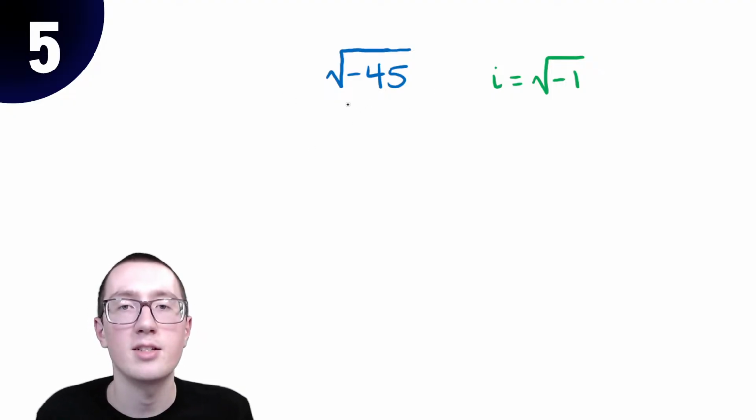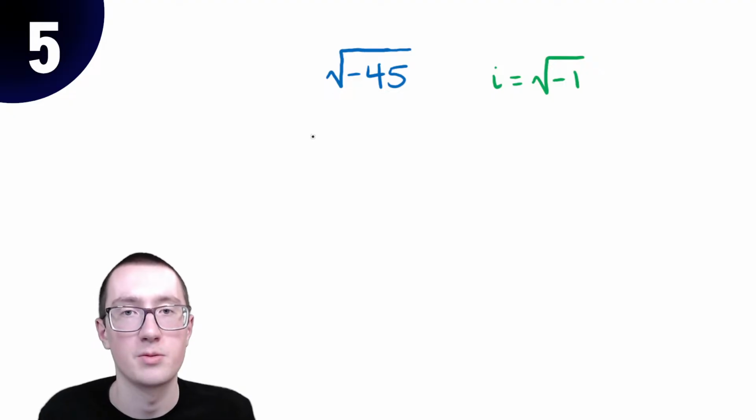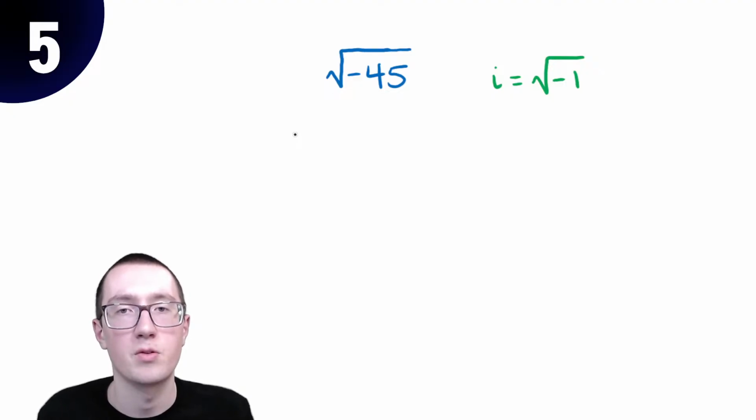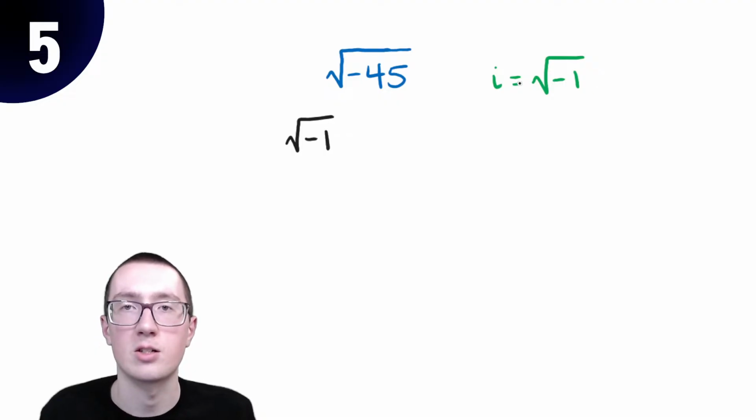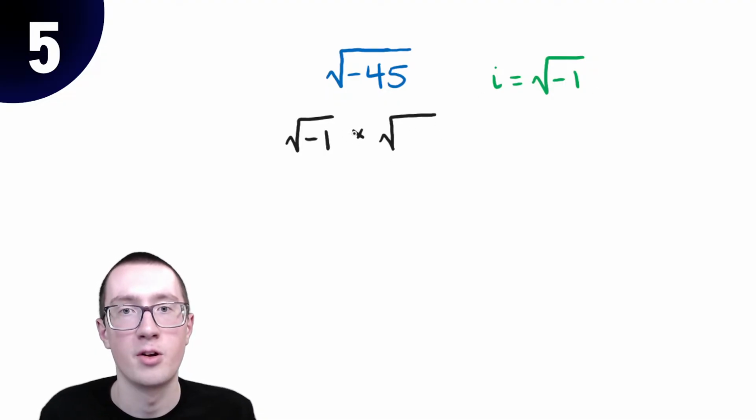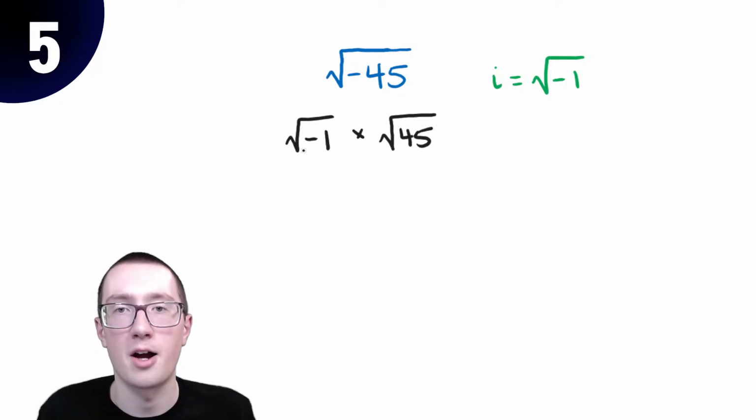So we need to split this up into two square roots. We need the square root of -1 because that's going to turn into i. But what other square root would we use? Well, let's just use +45, because the square root of -1 times the square root of +45 gives us -1 times 45, which is -45. And this is going to turn into the letter i. So this is going to become i, right?